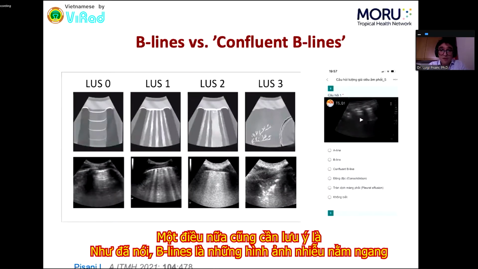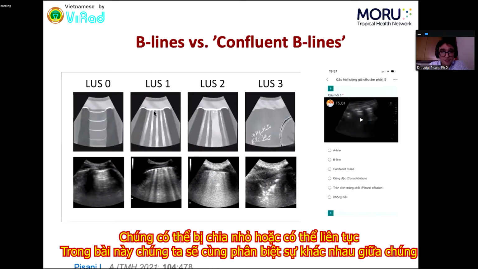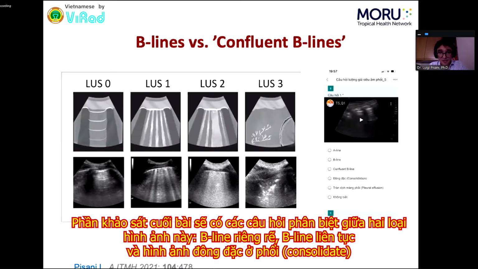Please also remember that B lines are vertical artifacts, as we said here. They can be separated or they can be confluent. And we will look today at what is the difference between separated B lines and confluent B lines. And in the survey after, you will be invited to classify images between separated B lines or confluent B lines or consolidation.